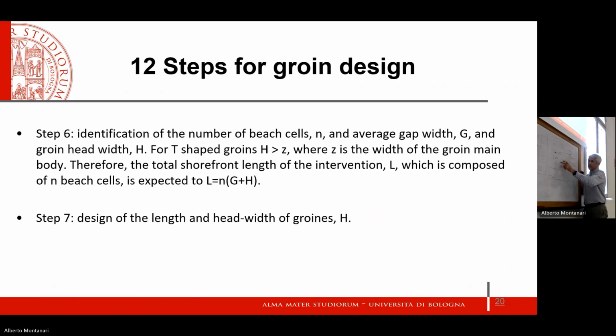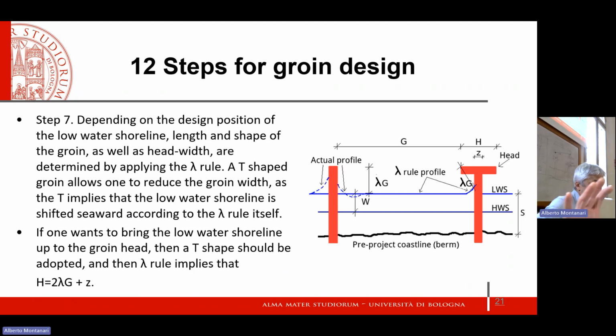You know the G, and so you apply the lambda rule, and you see, for instance, that with the lambda rule, you get the new position of the shoreline here. No, it's not good. And then you elongate the groin more, or you make it T-shaped. Okay. And we will see more details in the next slide for this. Here you see the sketch and the details of the computation.